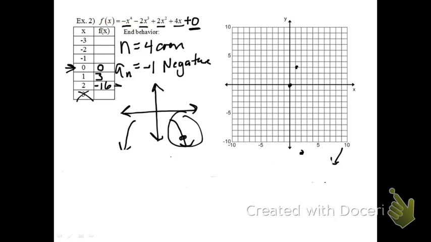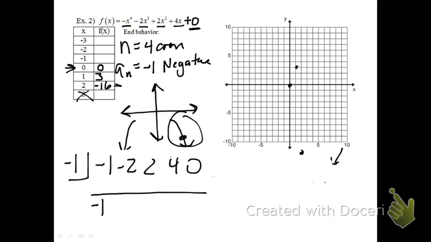Okay, here we go. If I plug in -1, and the coefficients again are -1, -2, 2, 4, and 0. If I drop down the -1 and multiply, you get +1. Add, you get -1. Multiply, you get +1 again. Add, you get 3. Multiply, you get -3. Add, you get 1. Multiply, you get -1. And I get out -1. So when I plug in -1, I get out -1. So approximately right there, right?